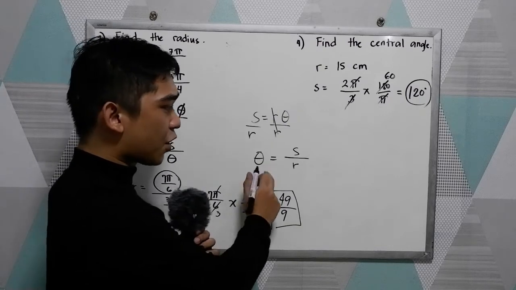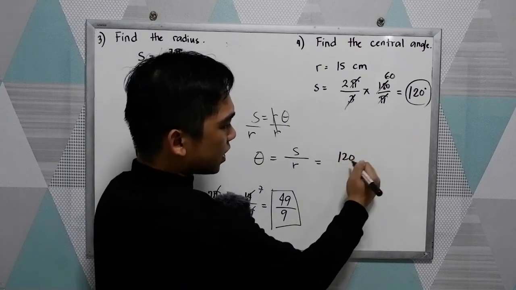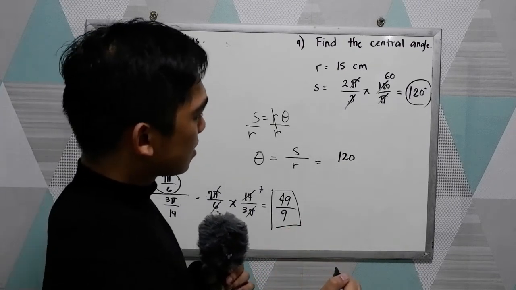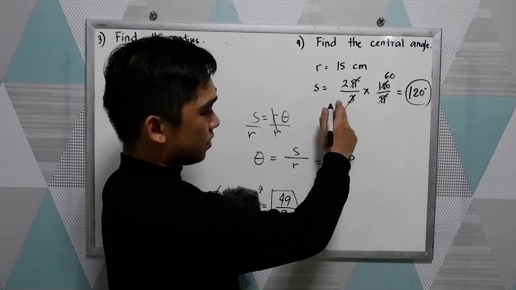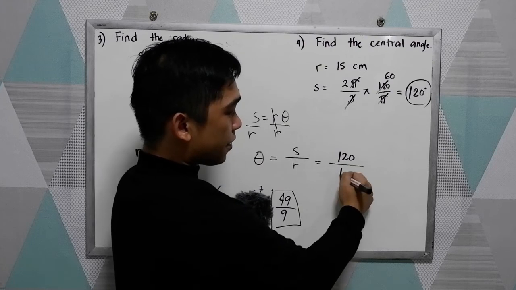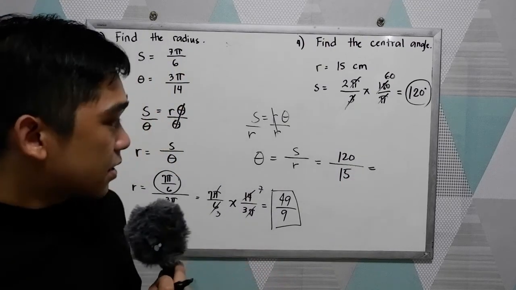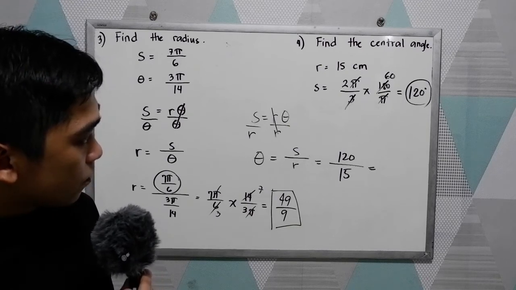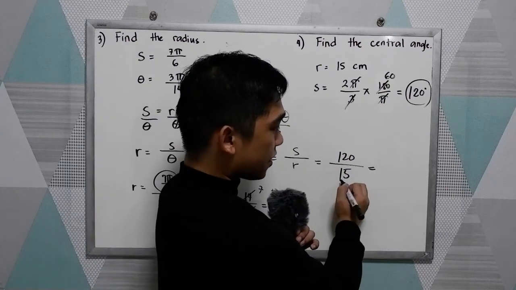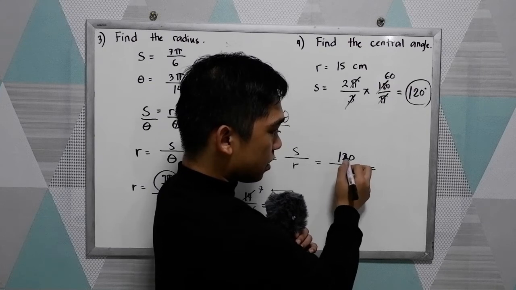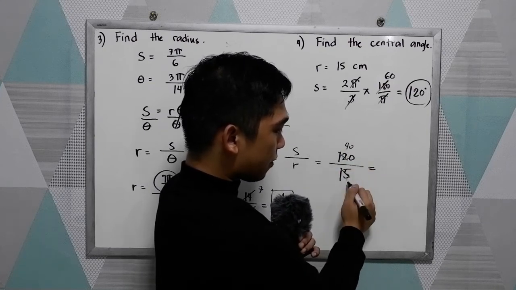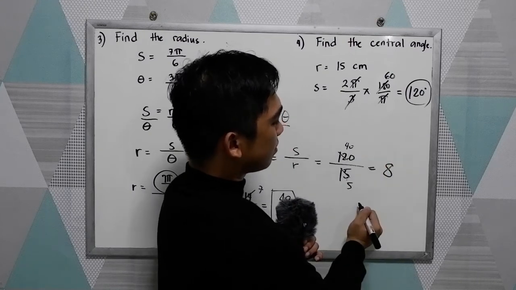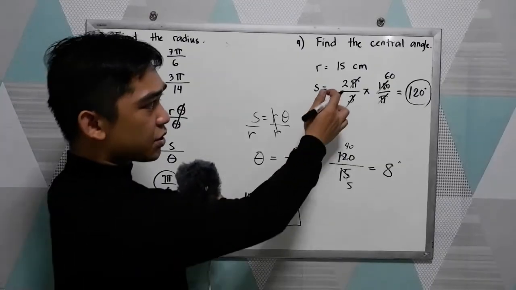Okay. Now let us substitute in our formula. Our S is 120 over 15. Reduce into lowest terms. Divisible by 3. So we have 40 and 5. Again, we have 8. So 8 degrees. Now let us check if they are the same if we are going to use 2 pi over 3.